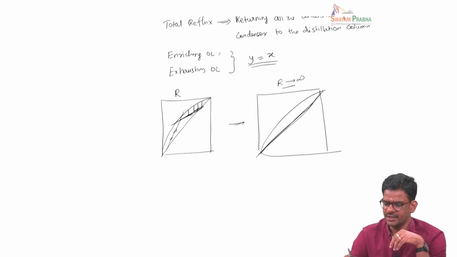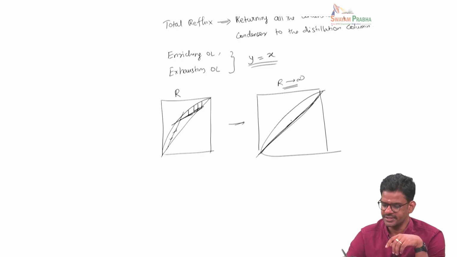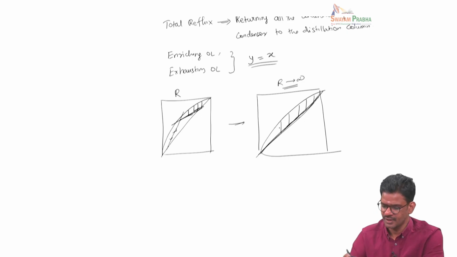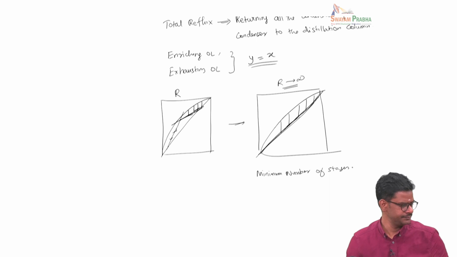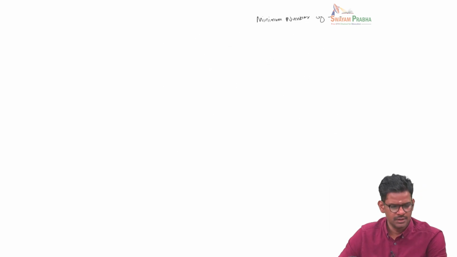But when we operate under total reflux, the operating line coincides with the 45-degree line, then we have the maximum driving force available for mass transfer. So total reflux will lead to minimum number of stages. So this can be shown pictorially here.